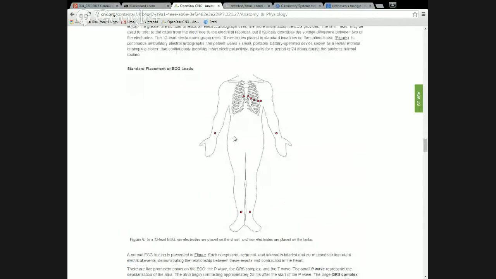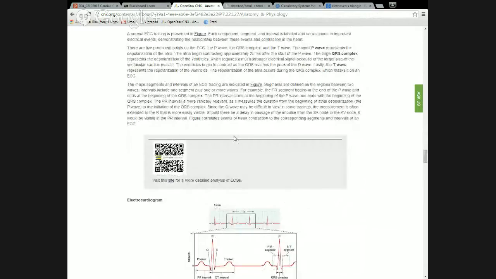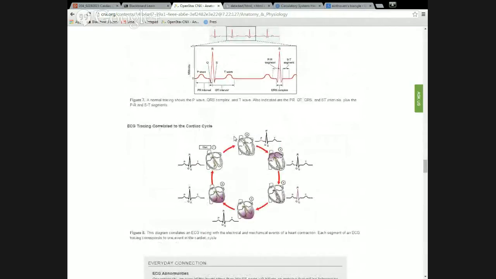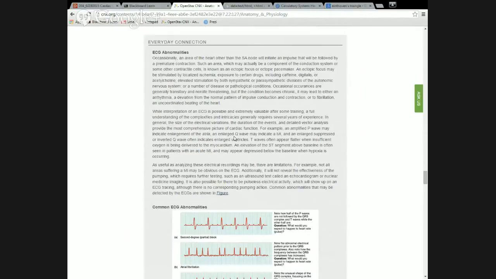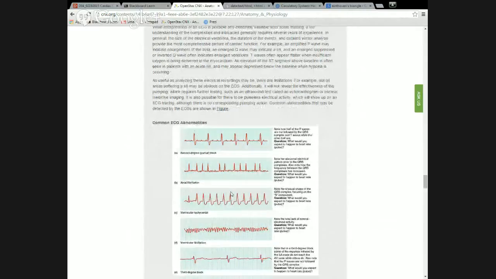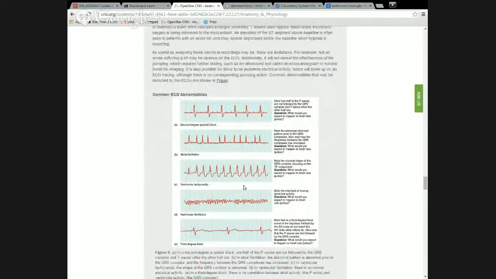And then here it starts to talk about the EKG and describes the different parts. It goes back to that same figure as before, but now it shows you where exactly in the EKG trace everything is to correspond to the different parts there. And then it has this everyday connection about abnormalities in EKG. So the book actually has a good example of some different types of EKGs.